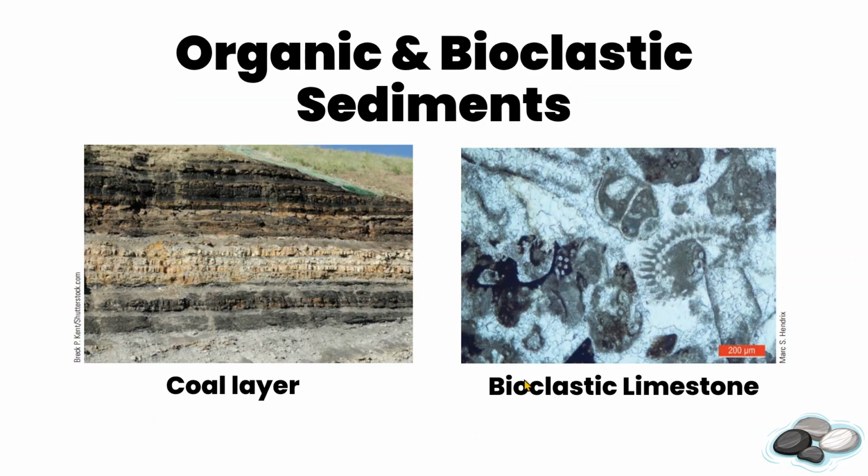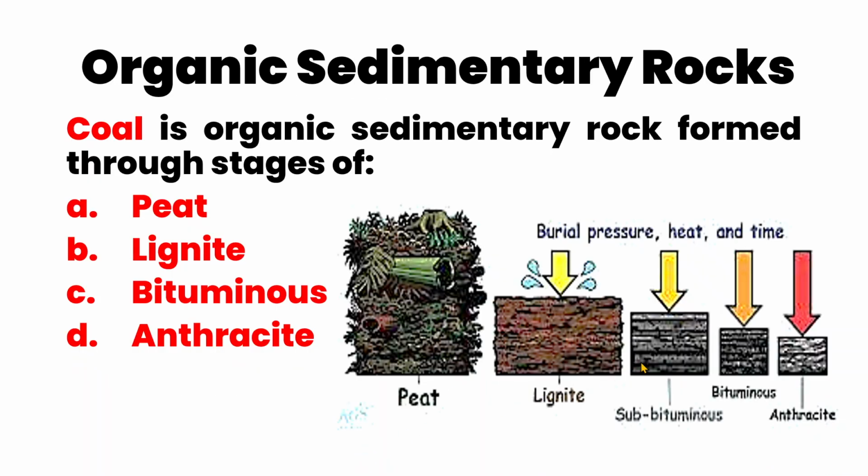So again, they're also made from living things in the past. Coal and bioclastic limestone are made from the fossil remains of living things in the past. In particular, coal is a special kind of sedimentary rock, an organic sedimentary rock, because it formed millions of years ago from plant remains. So coal is formed through four stages.